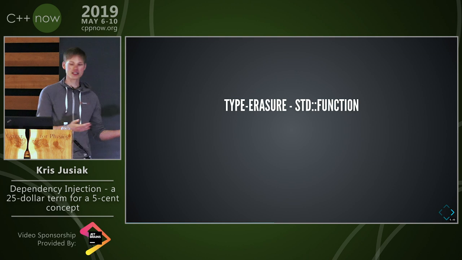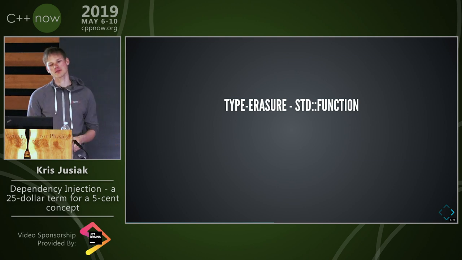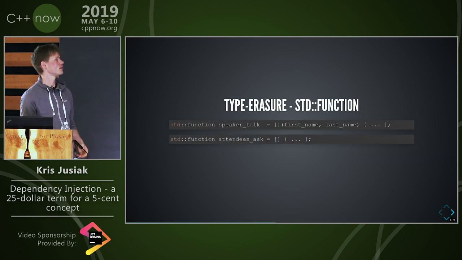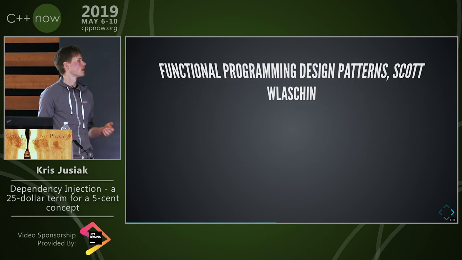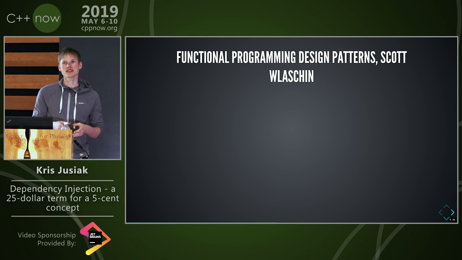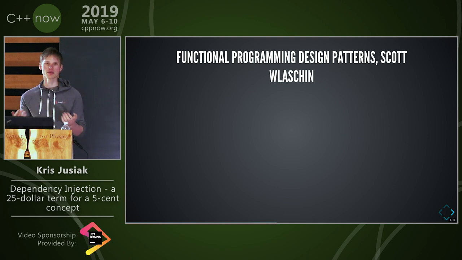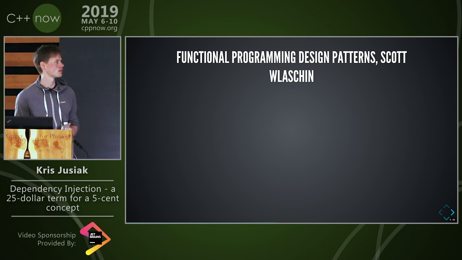The simplest way of using type erasure in C++ would be just std::function. And instead of having classes, we'll have just functions and lambdas. It's basically the same idea. We have a function for the speaker talk, we have a function for the C++ talk, and so on. That's a common theme as well, that DI is only object-oriented related, but that's not true. We can use DI with functions. We can use DI with templates. And we'll take a look into that as well, just to remember that it's not always true.